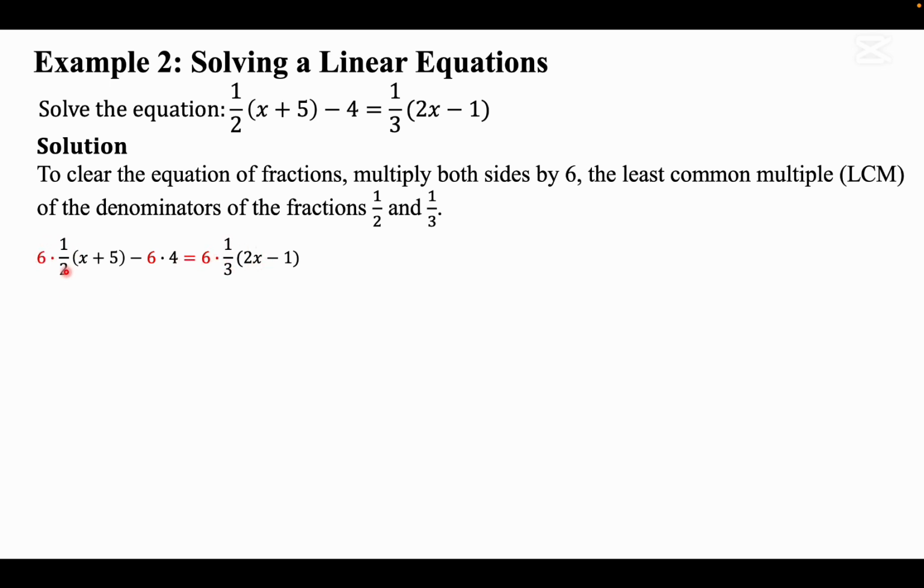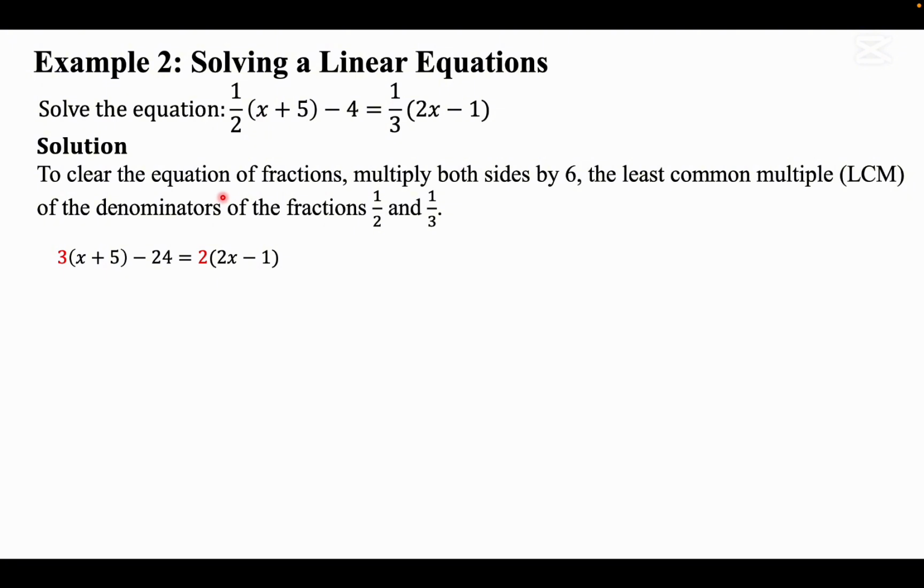Well, what is 6 times a half? 6 times a half basically means half of 6, which is 3. So that's going to turn into 3x plus 5. And then this is going to be 24. 6 times a third means a third of 6, so that simplifies into that.